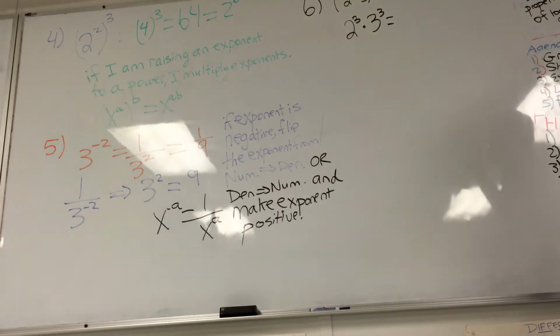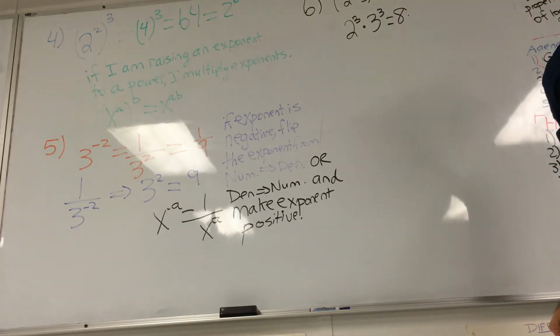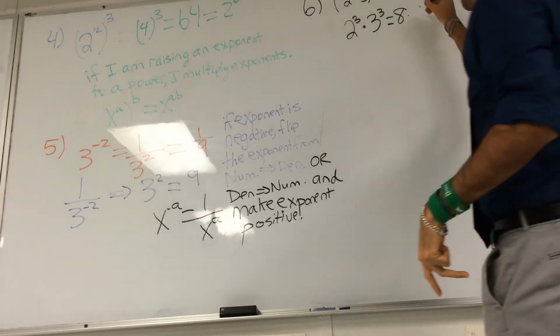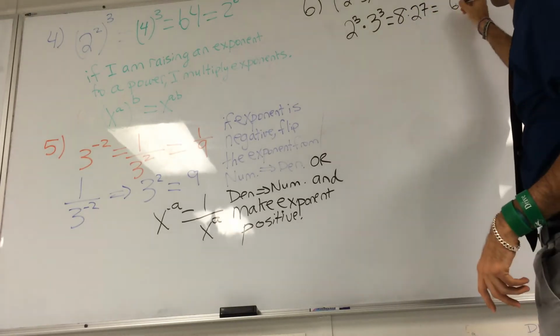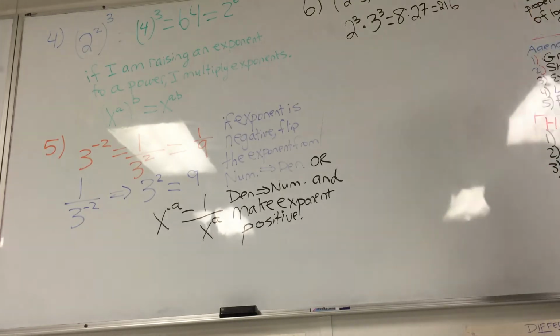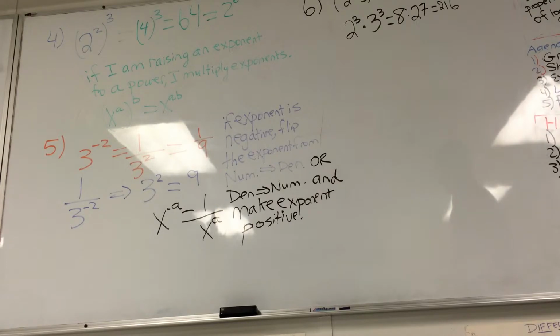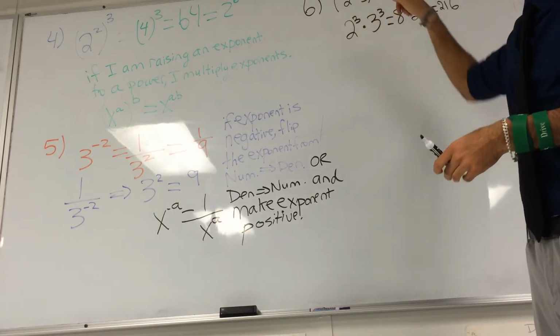2 cubed, 2, 4, 8. 3 cubed, 3, 9, 27. 27 times 8, 7 times 8 is 56. Carry the 5, 2 times 8 is 16, plus 5, 216. Joshua. That works if you have variable and regular numbers, right. So if I had 2x cubed, it would be 2 cubed times x cubed.